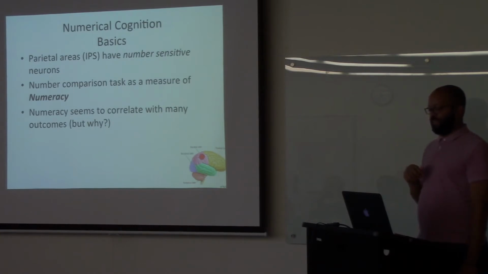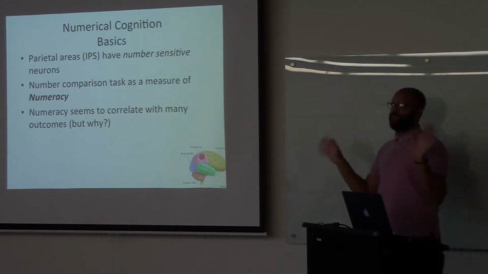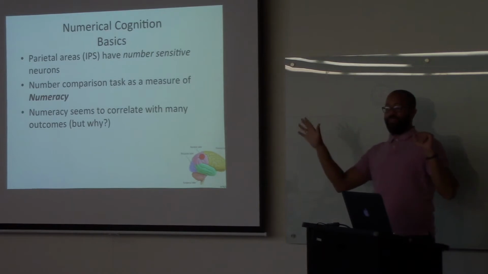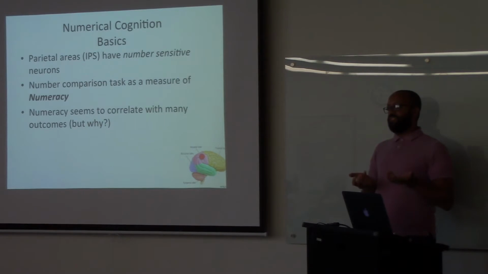It seems like this basic number comparison task is everyone's favorite task. You see a bunch of dots here, a bunch of dots there, and you tell me which side has more dots, basically. There are many variations on that, and there are many studies that have used it. But basically, it is an index of numeracy. The better you are at that task, the better your numeracy is.